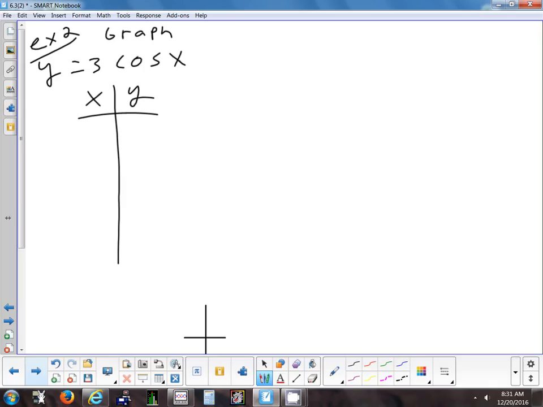Since it's a vertical stretch, what values are going to stay the same? Going to keep the x's the same. Just like I keep saying, 1 point for each x and y value in the table. So Andrew, what would be my original y values for cosine?